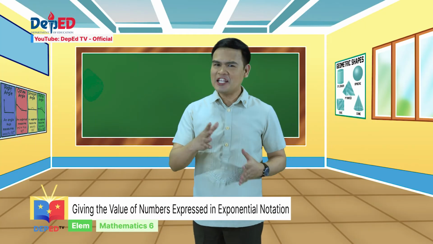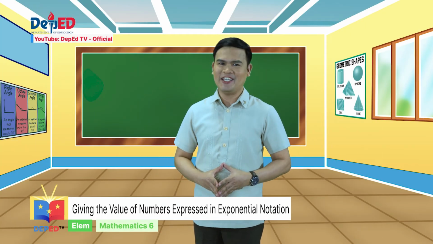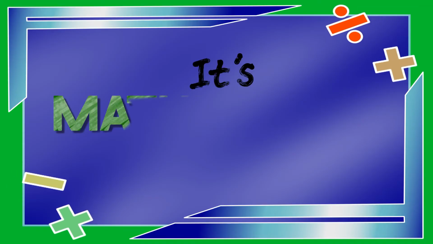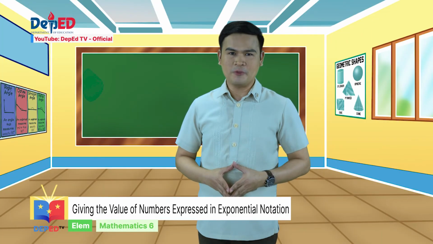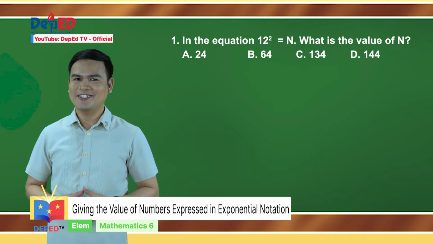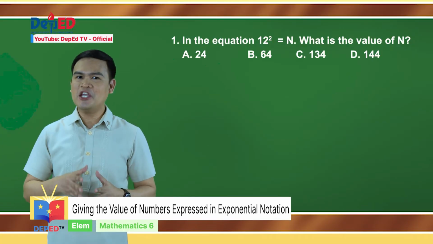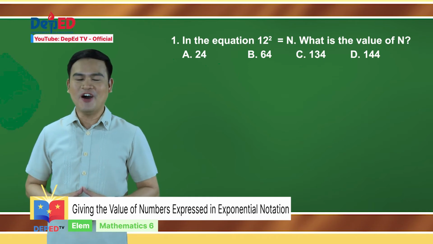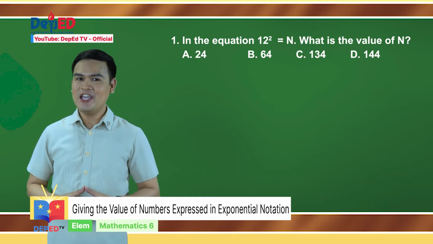This time, let's have our final activity. Again, brace yourselves. It's Mathematas time! Solve the following problems. Choose the letter of the correct answer. Number 1. In the equation 12 squared is equal to n, what is the value of n?